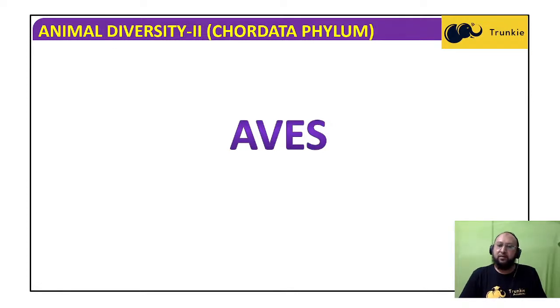We started with the different groups of living beings, and under that we studied how the animals and the plants are categorized into different groups. R.H. Whittaker gave the five kingdom classification, and we also studied the phylum Chordata, under which we have different vertebrates. The first group of vertebrates was Pisces, which we studied.